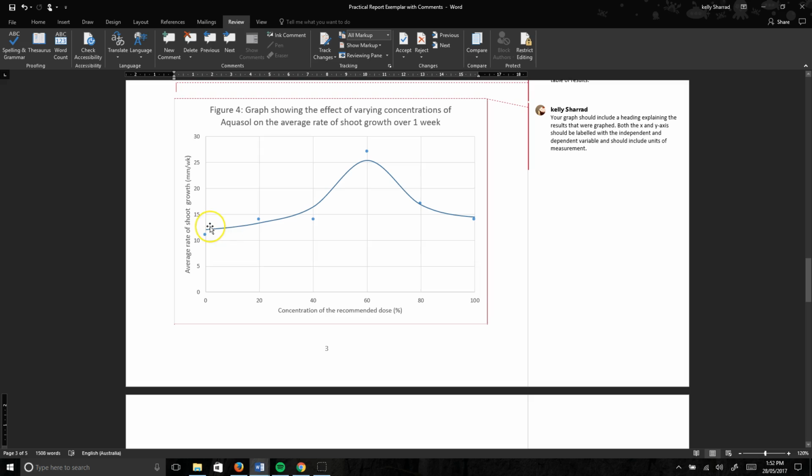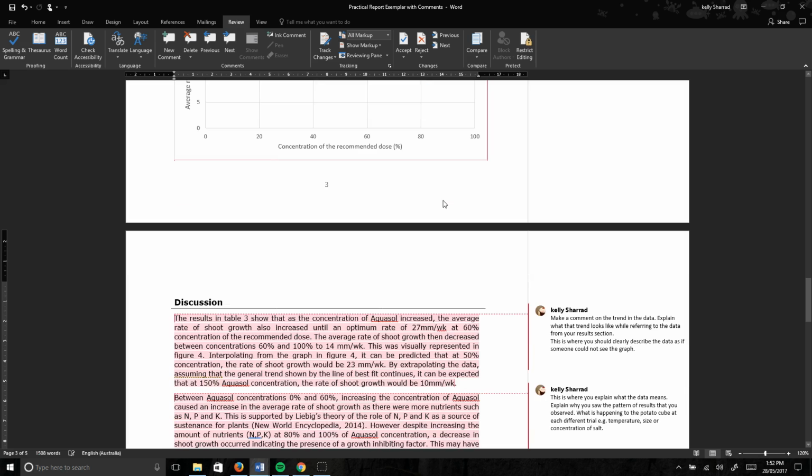So we can see here that as you increase in concentration of Aquasol, you see an increase in the shoot growth of the radish seedlings. And then we see what we call, I guess, a peak growth rate, and then as you increase further in concentration, it actually starts to decrease again. That is a pattern of results, and you need to do the same when you're looking at your rate of osmosis or the amount of mass that is lost by your potato cubes.